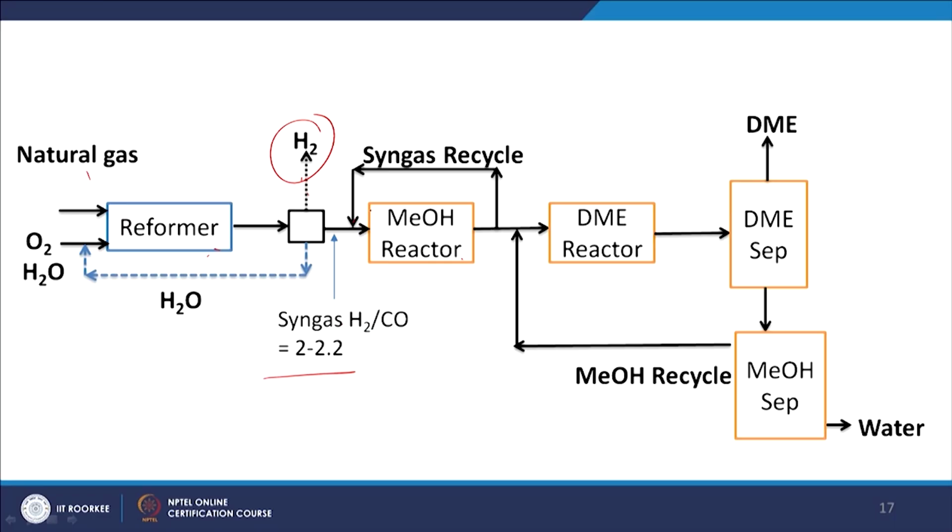Then the methanol, with unconverted syngas, is dehydrated, and for dehydration it goes to the DME reactor. After dehydration we get DME, and the DME will be separated. Again, any unconverted methanol will be recycled back here for further DME conversion, and here we will be getting the water. So, this is the flow sheet through which DME can be produced from natural gas.